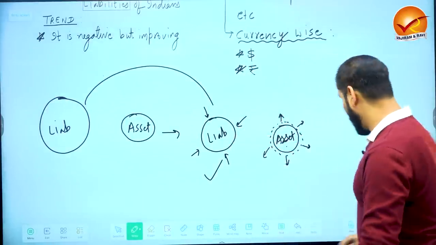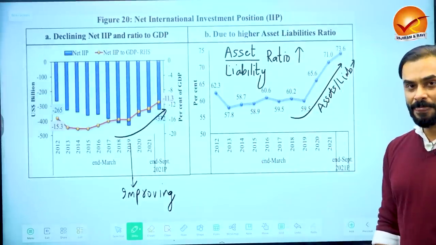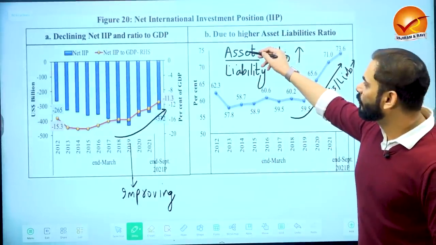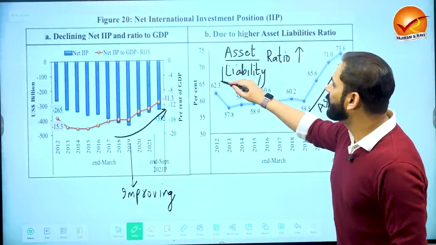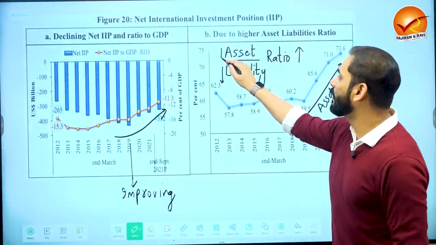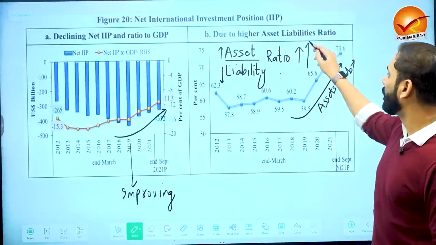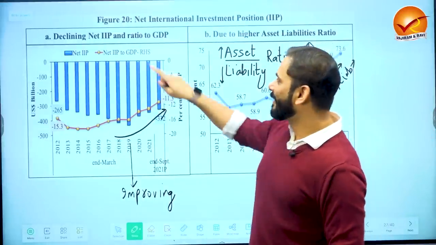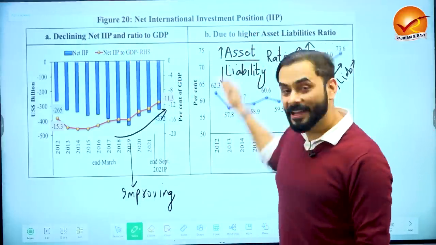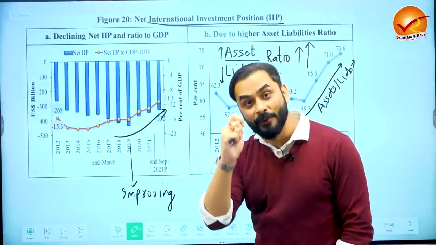Let me show you this through a graph. Look at this. Look at the right side first. So if you take the ratio of asset to liability, as I told you, our liability is coming down and our assets are going up. Which means this ratio of asset to liability is going up. Since it is going up, our net international investment position is improving a bit.